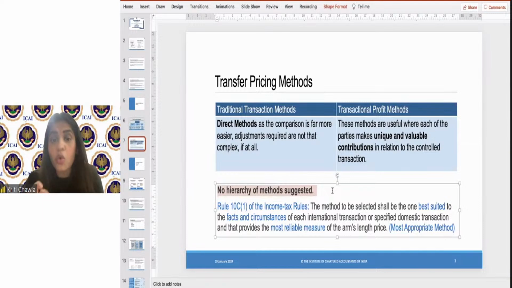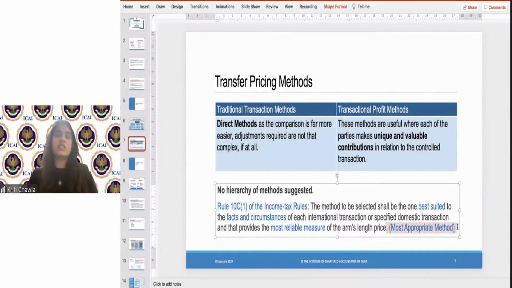There is no hierarchy of methods in the Indian law or internationally, because now we have Rule 10C1, which basically says that you have to use a method which is best suited to your facts and circumstances, and that provides the most reliable measure of the arm's length price, which you feel is the best for your transaction, and there is no other method that is going to be suitable for your transaction. This concept is called the most appropriate method.